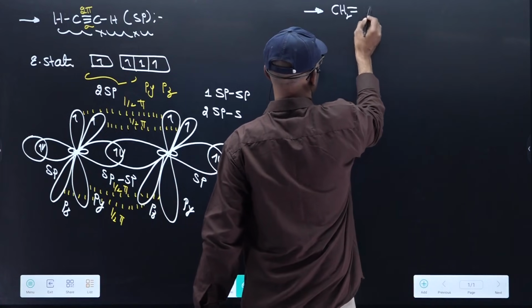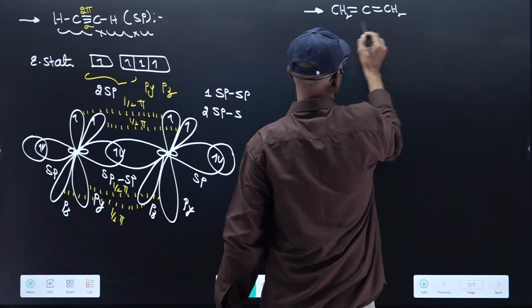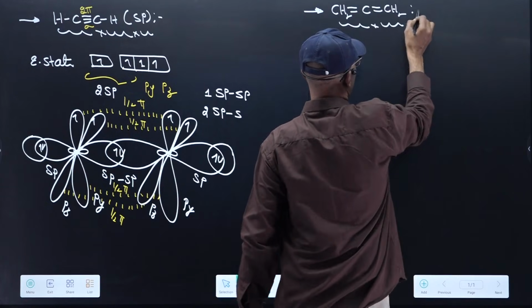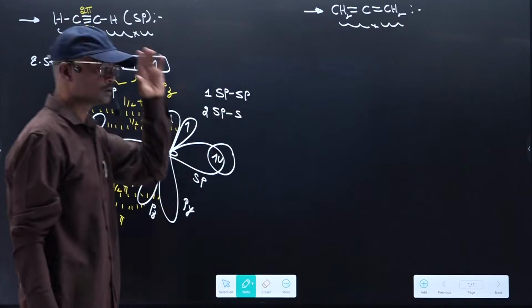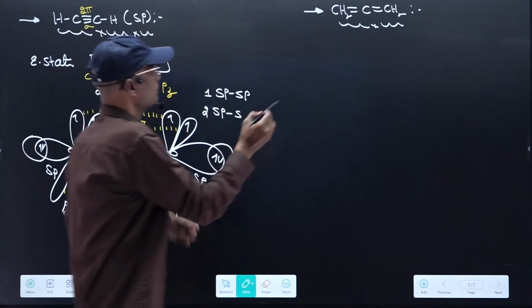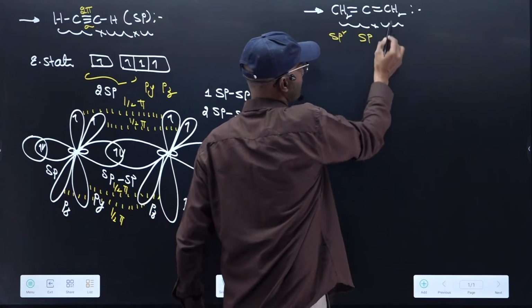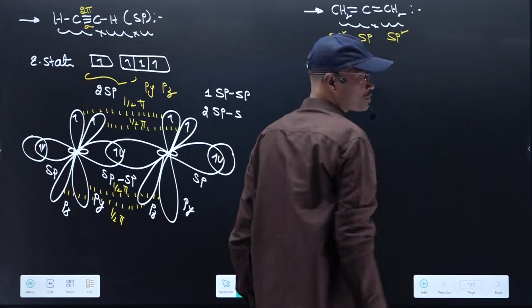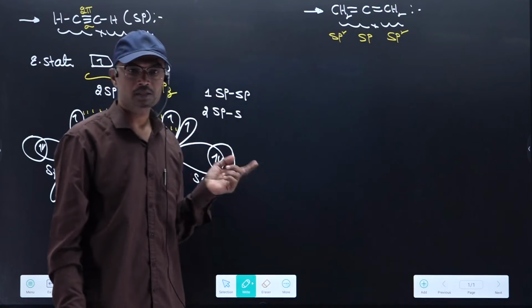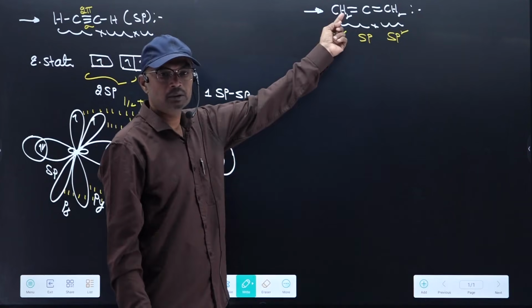This is called propadiene, also called allene. So what is the hybridization of this carbon? sp2. What about this? sp. And here sp2. How to calculate hybridization? In the last class I already explained how to calculate hybridization.